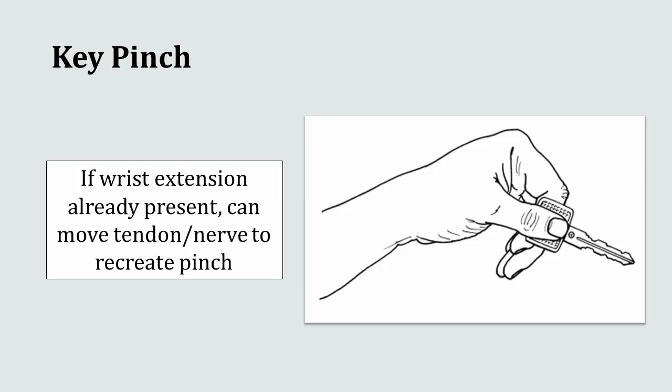All right, so next up is key pinch. So if wrist extension is already present, then we have more options to use what we would have used to reconstruct wrist extension for pinch. So more tendon and nerve available. You're probably seeing a theme by now that there are nerve transfers and tendon transfer options for all these functions.